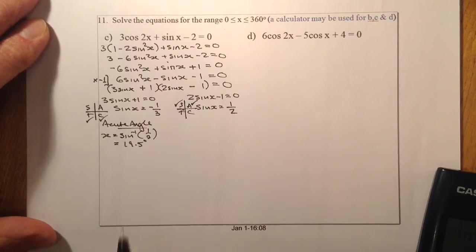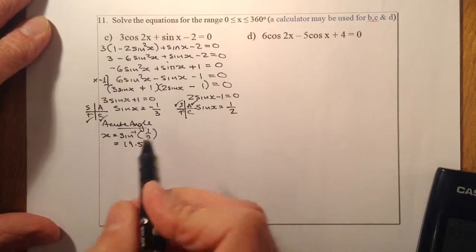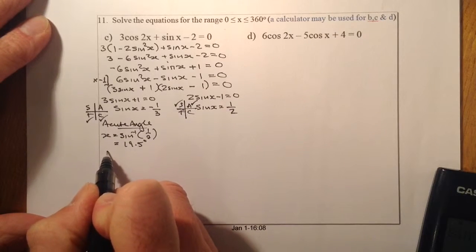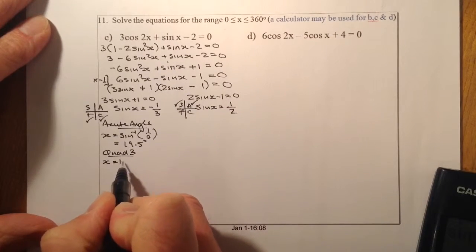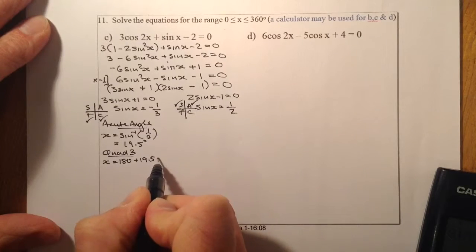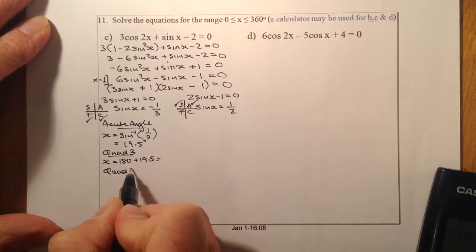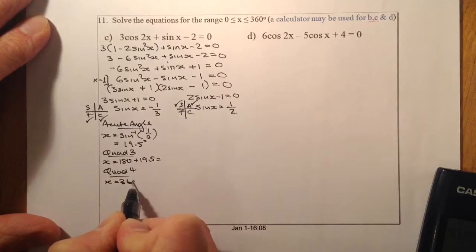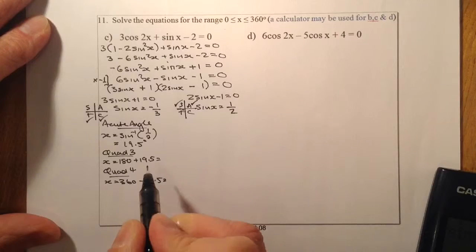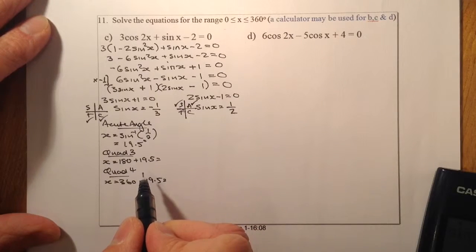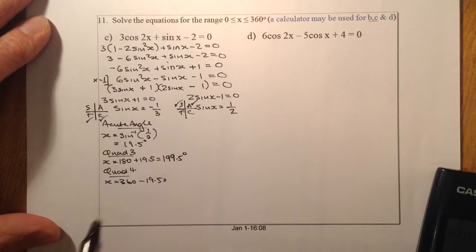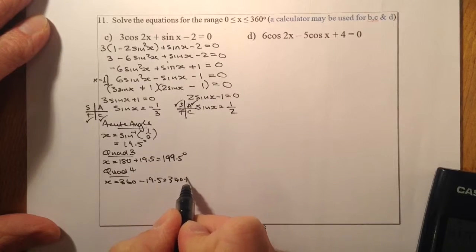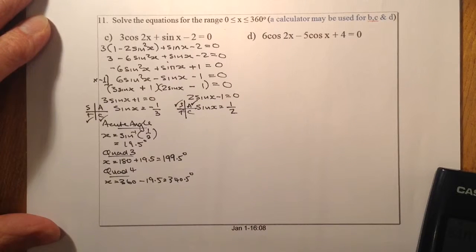So from there I can work out where my solutions are, because this isn't a solution. My quadrant 3 solution will give me x is equal to 180 plus 19.5. And for my quadrant 4 solution, I'll have 360 minus 19.5. So this part here should give me 199.5 degrees. This one here, 340.5 degrees. So they would be my solutions coming out of this side of the equation.